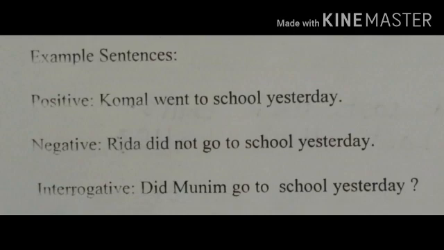Now see the examples. First example is of positive sentences. Komal went to school. Went is the second form of verb go. As we are making simple sentence, positive sentence, we use second form of verb. In negative sentence, Rida did not go. Go is the first form that we used after our helping verb did. In interrogative condition is the same. We are using did as our helping verb, and after did we are using very first form of verb. Did Monim go to school yesterday?